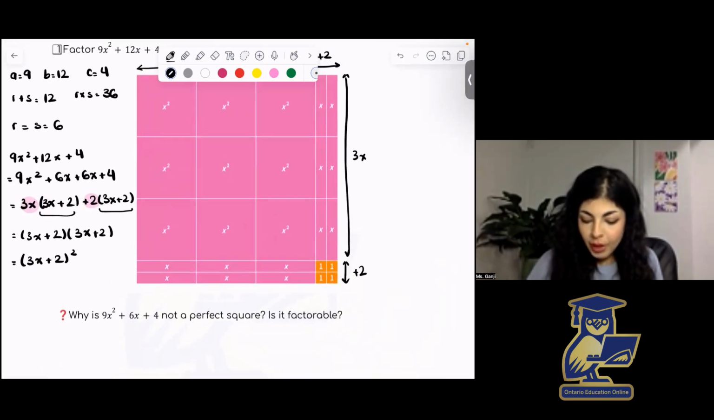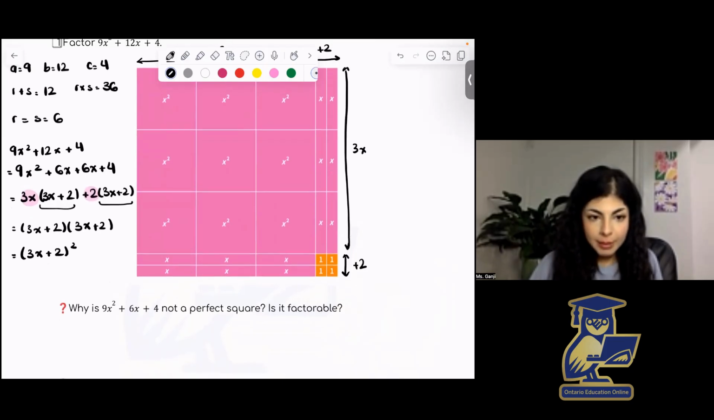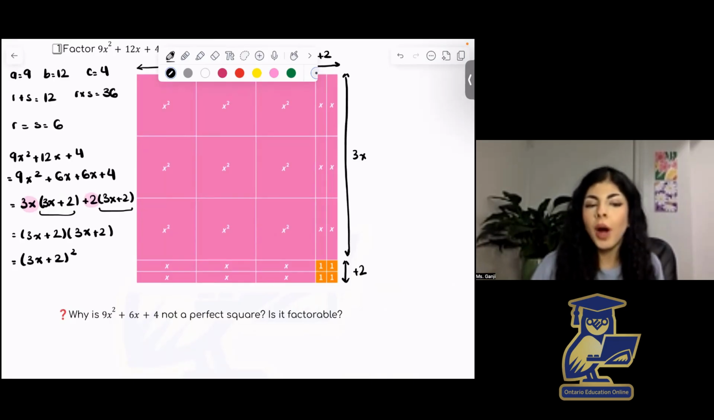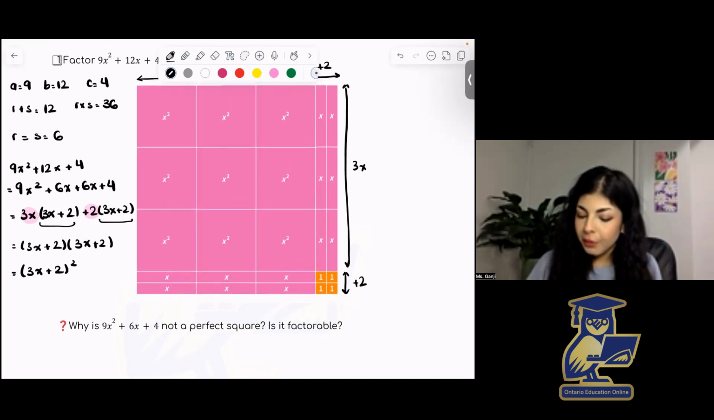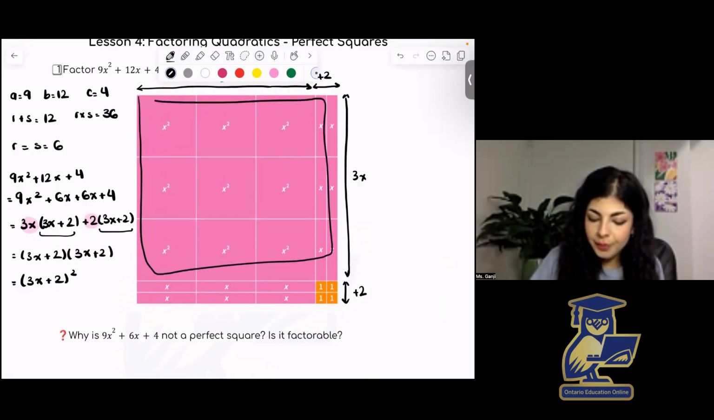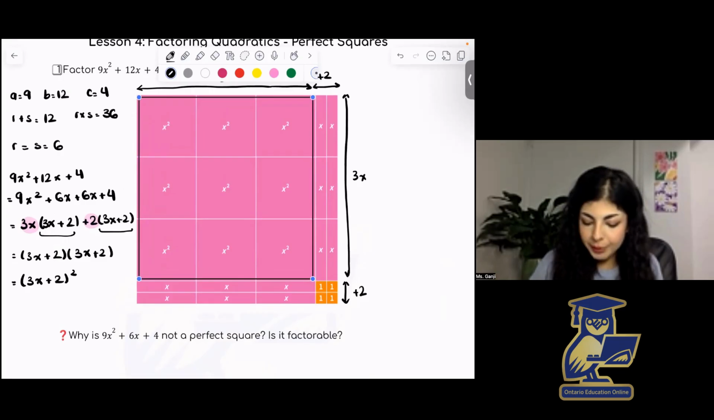Now, let's look at another example, 9x squared plus 6x plus 4. And I want you to try to think, why is this one not a perfect square? Specifically, if we are looking at the square here, if we had 9x squared, we would have all of these squares here. And if we also had 4, we would have these 4 squares here.